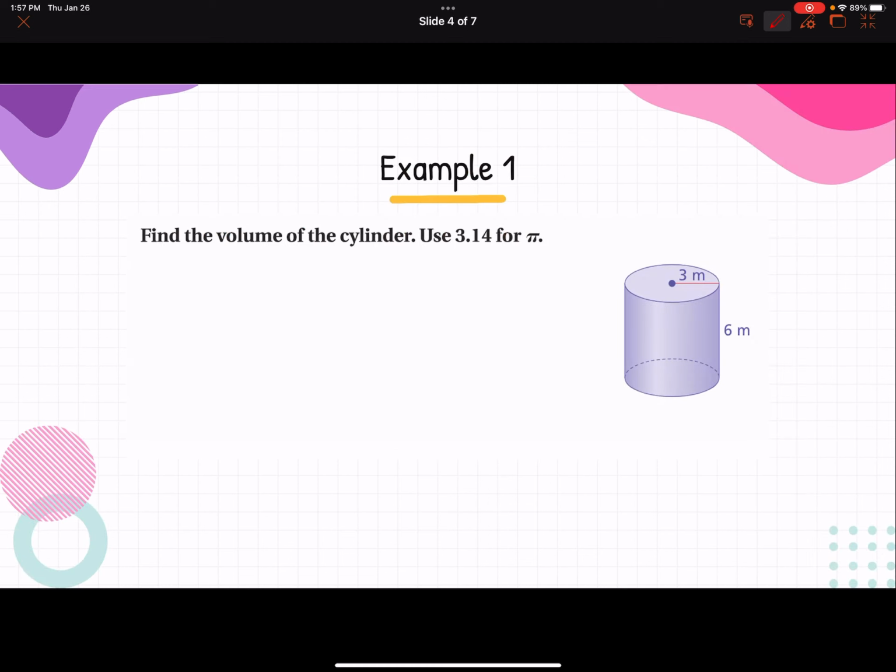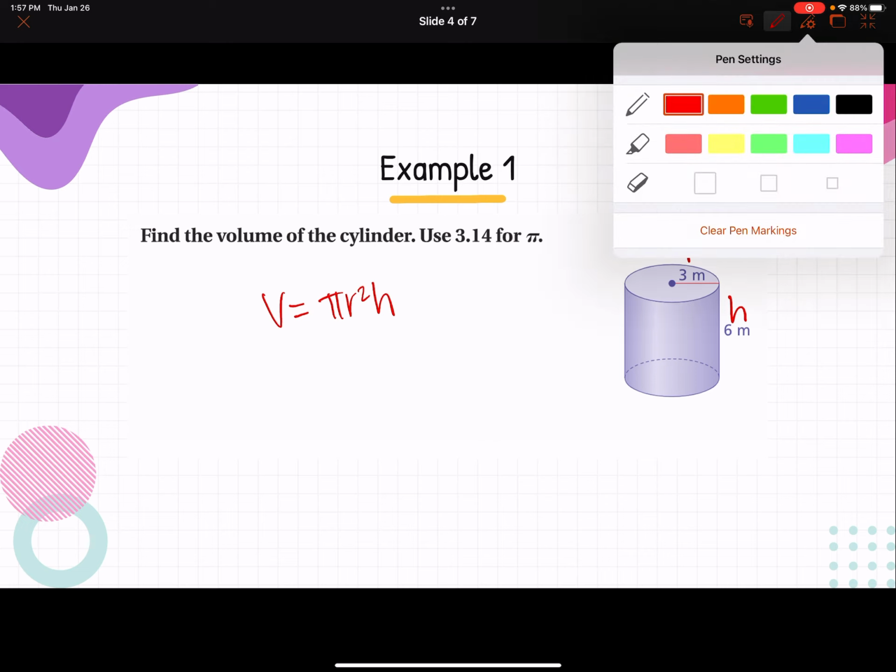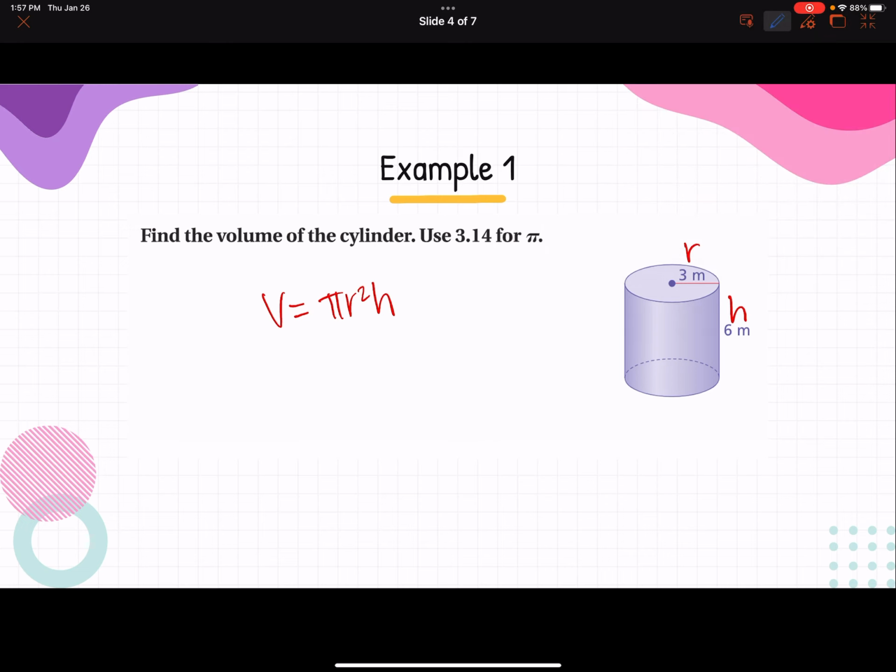And we're going to go ahead and do one of these examples. So I'm going to rewrite my formula, pi r squared h. And I need to label these things. I've got 3, that's my radius r, and 6 is how tall this is, h. So all I got to do is put those things where they go in this formula. I am going to, again, use the pi button on my calculator, so I'm not going to use 3.14 for pi.